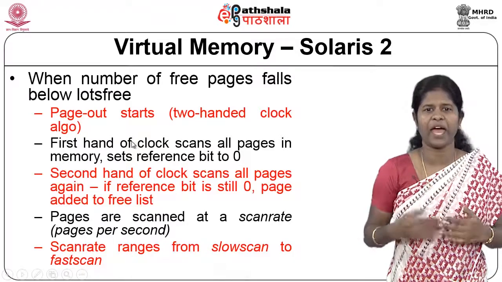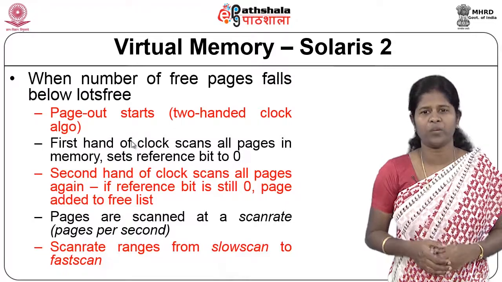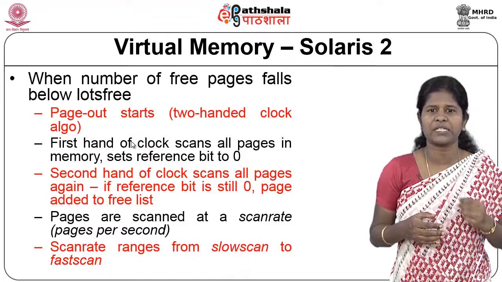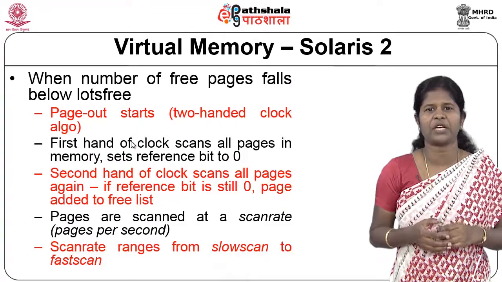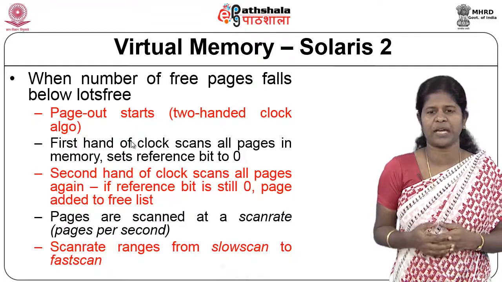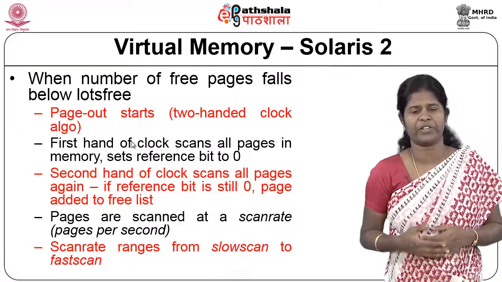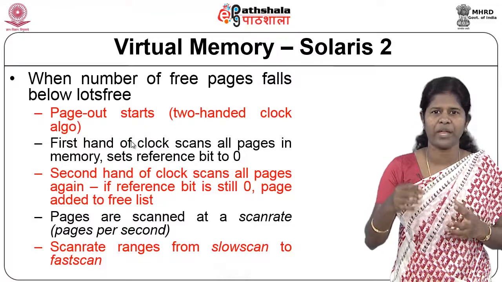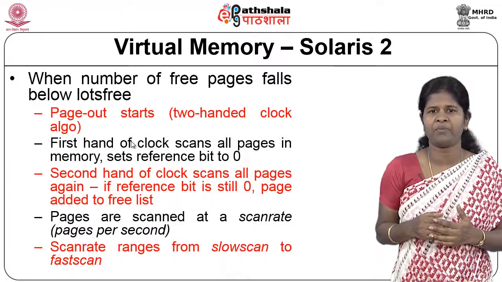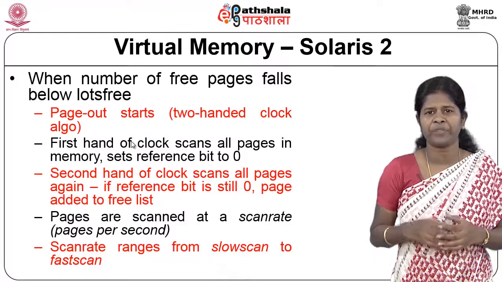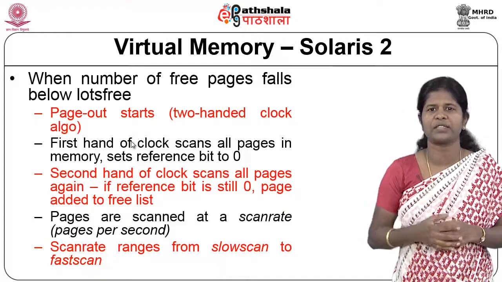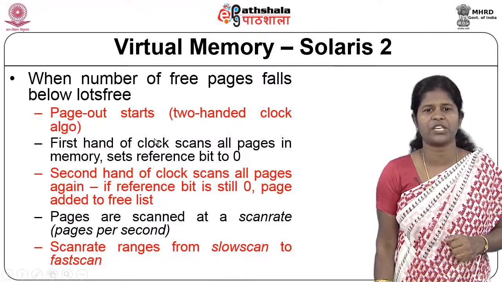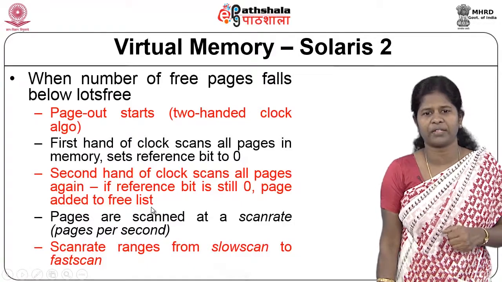And then you have the second hand of the clock, or the second iteration, in which it will scan all the pages again, and if the reference bit is still 0, or if the page has not been referred to the second time, then that page is added to the free list. So, if the number of free pages is going below the minimum value called lotsfree, then it needs to add more pages to the set of free pages. For that it does this second chance algorithm, or this two-handed clock algorithm.